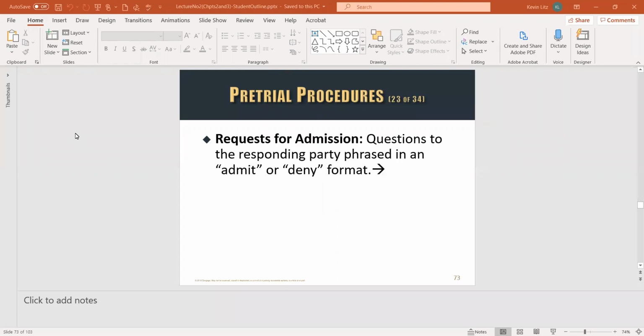Same thing, request for admission. I might write to you and say, admit that you were looking down at your phone when you hit me. And I might have a police report where you already admitted that to the cop, or the policeman. Well, you may say, okay, I admit. So that's your response to my request for admission.